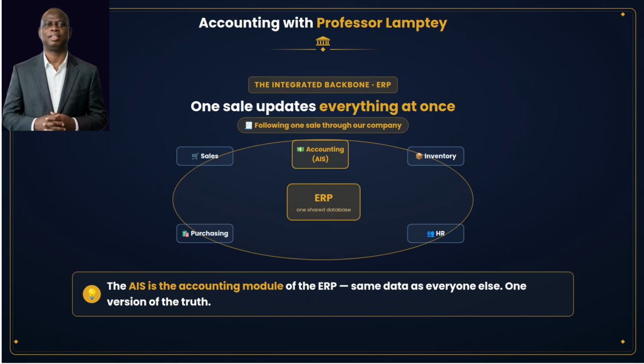But the AIS doesn't live alone. It lives inside a bigger system, the ERP, Enterprise Resource Planning. An ERP integrates every business function, sales, inventory, purchasing, HR, and accounting, onto one single shared database. Here's why that matters. In our company's ERP, one sale updates everything at once. Inventory drops, revenue posts to the general ledger, and the customer's balance changes, all from a single entry, no rekeying. The AIS is the accounting module of that ERP, drawing from the same shared data as everyone else. One version of the truth for the whole company.